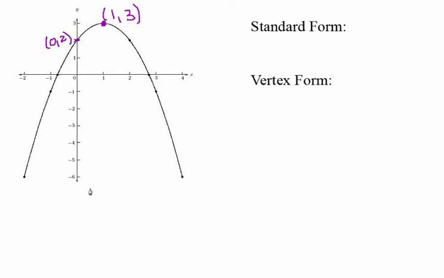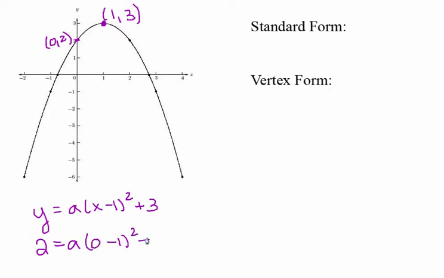In vertex form, this is y equals a times x minus 1 squared plus 3. And to determine the a value, we'll plug in the y-intercept 0, 2. So the y value is 2. A is the unknown we're looking for. X is 0, so we have 0 minus 1 squared plus 3. 0 minus 1 is negative 1. Negative 1 squared is positive 1. So this essentially all cancels out because positive 1 times a is just a. So a plus 3 equals 2. Subtracting 3 from both sides, we'll get that negative 1 equals a.